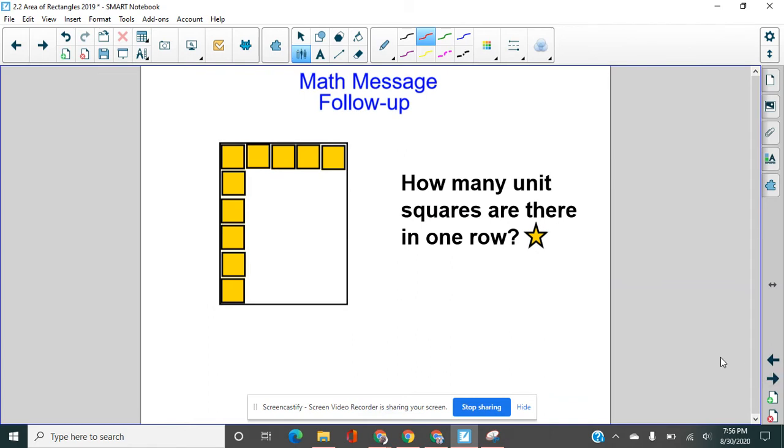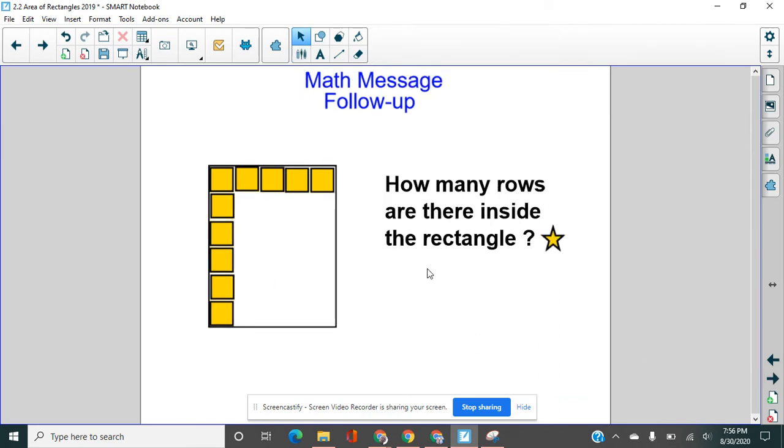Now, just to review here, this is where we're going to get into our little shortcut. So we know that there are 1, 2, 3, 4, 5 squares in a row, right? How many squares are there in a row? 5. And how many rows are there?